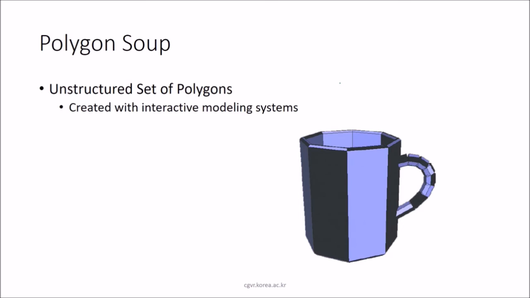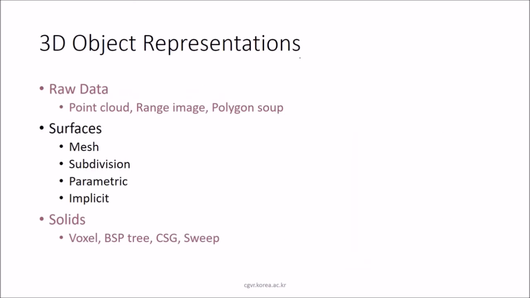This is the polygon soup. Again, we have an unstructured set of polygons. These are all polygons, and they are unstructured, and they are created with an interactive modeling system. So various polygons are combined to form a cup. This is polygon soup. Then we come to the surfaces. In 3D object representation, we come to the surfaces. So what these surfaces are, and how you can represent them. This can be represented using a mesh and subdivision, and you can also have a parametric way. Implicit also can be there. So we'll see all these.